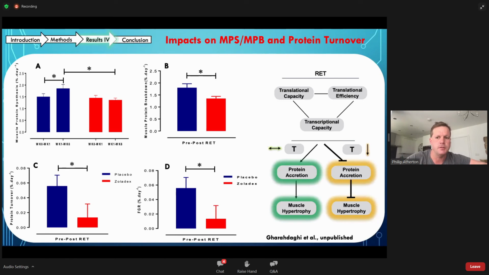You can see here that using the D2O approach, again, as you would expect, over the 6 weeks of training, we can see that protein synthesis day to day, this is a percent per day, as you can see on the y-axis, increases in the placebo, but not in the Zoladex group, in keeping with the data that we had, of course, in terms of mass gains or lack of.